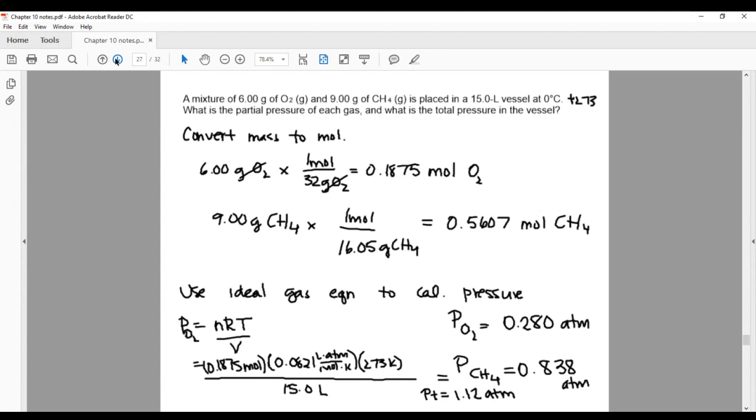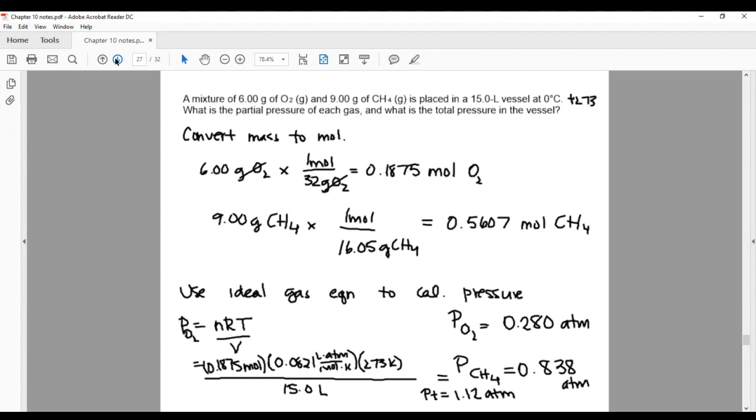So I calculate my partial pressure of oxygen by plugging in my number of moles of oxygen times my ideal gas constant times temperature, which I converted from 0 degrees Celsius to 273 Kelvin, divided by the volume, which they told me is 15 liters. So my partial pressure of oxygen is 0.280 atmospheres. Now, it's not shown on here because I ran out of room, but I do the exact same thing for the methane and get the partial pressure of methane of 0.838 atmospheres.